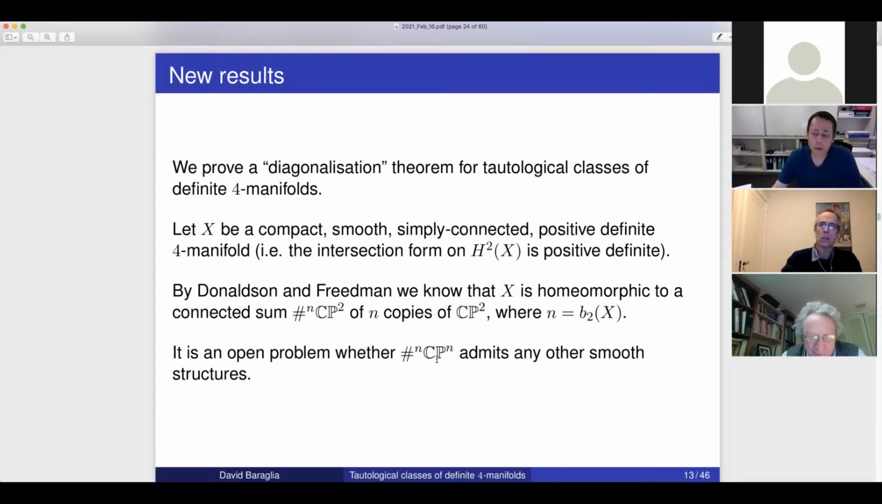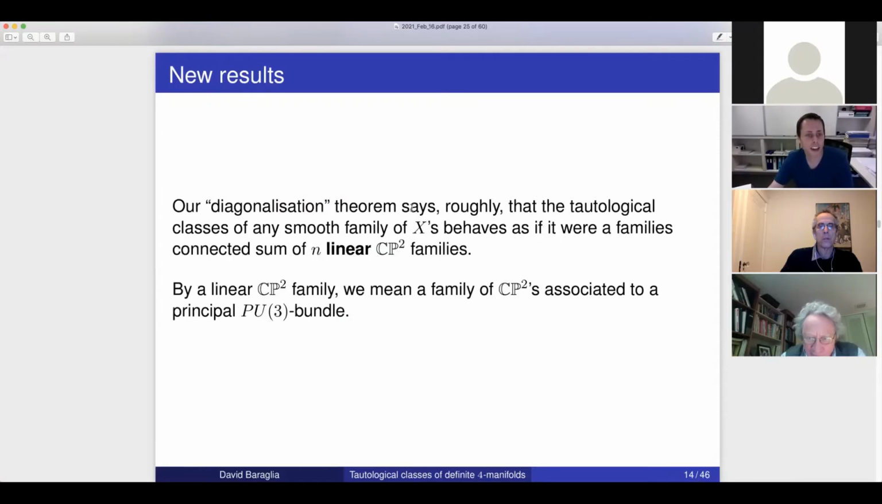And it's an open problem whether such a 4-manifold admits any other smooth structures. So for the purpose of this talk, you could assume X is just this connected sum of, oh, sorry, this n should be a 2. It could have some other smooth structure on it. And the result is going to be a kind of diagonalisation theorem for the tautological classes.